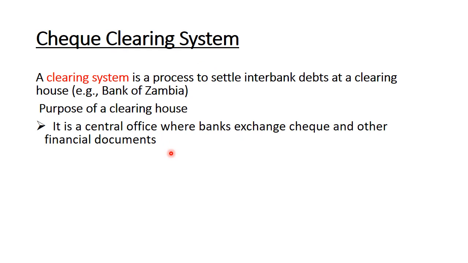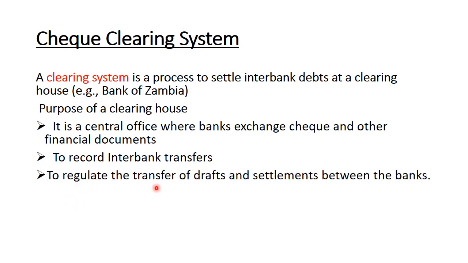Okay, with that being said, another purpose is that it records interbank transfers. So it keeps a record of all the money that was transferred between two banks. Another function is that it regulates the transfer of drafts and settlements between the banks. So when banks settle each other, it makes sure that it regulates. If one bank says no, we won't pay, then that bank is going to be dealt with. Therefore, that's one purpose of the clearing house, to regulate the transfer of drafts and settlements between the banks.